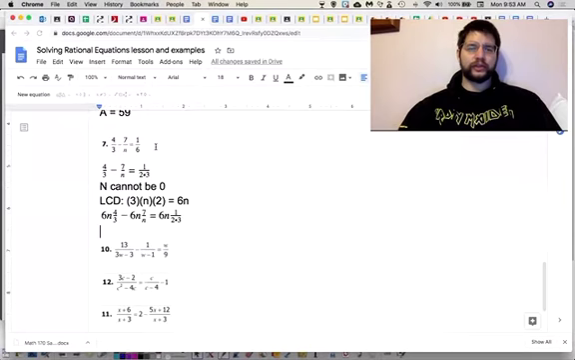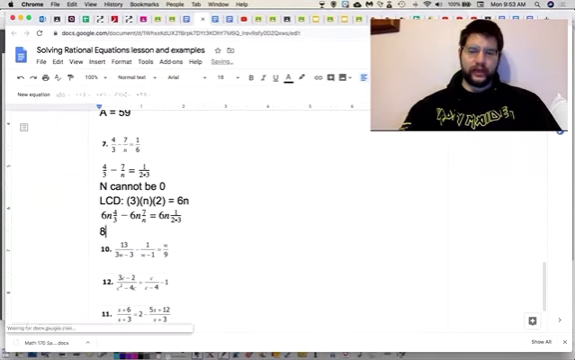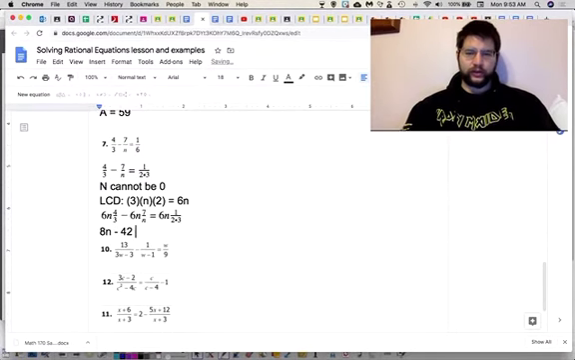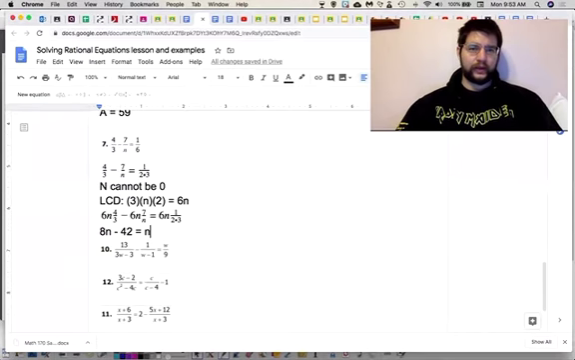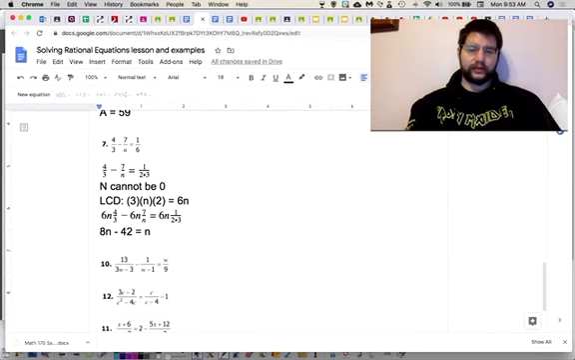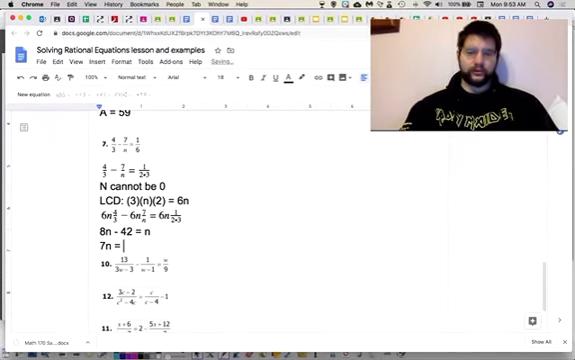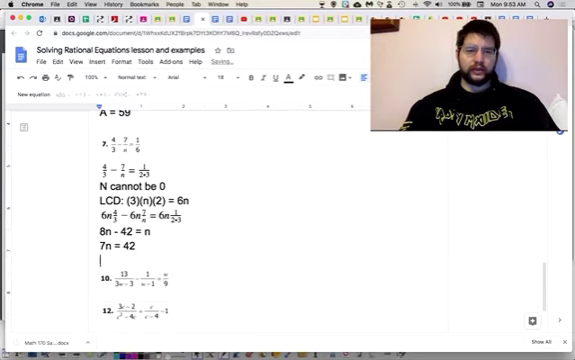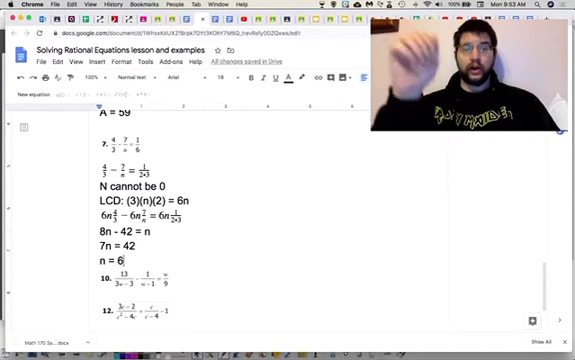8n minus 42 equals n. So that's what I'm going to type here. 8n minus 42 equals n. So it's again linear. So I'm going to get my n to the left, 7n, my constant on the right equals 42. So n equals 6. Divide both sides by 7. And if I look, n can't be 0. That's not 0. We're good to go. Next problem.